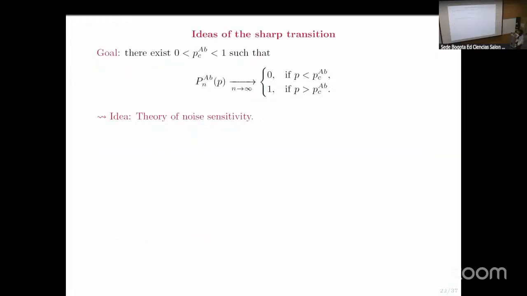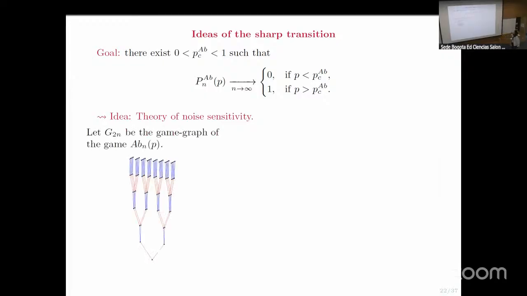Okay, now I wanted to tell you a few words about the ideas of how we show this sharp transition. For showing this sharp transition, we use some ideas from the theory of noise sensitivity. This theory means that you have a system or a function, and then you change the input a little bit, and the question is how much the output of that function changes.